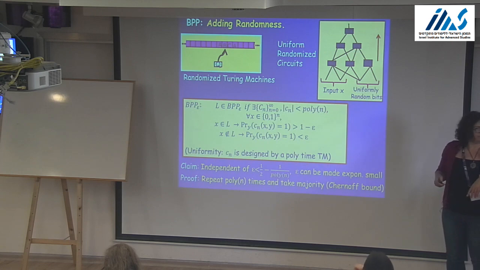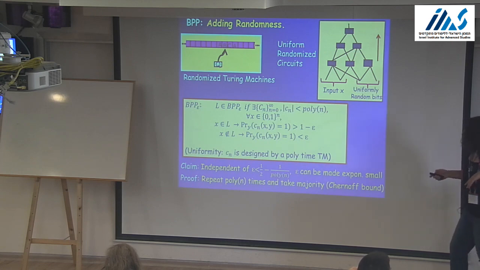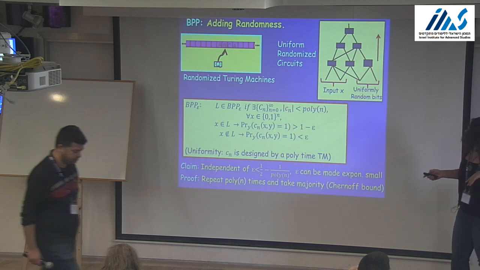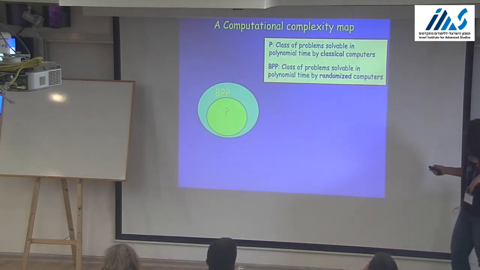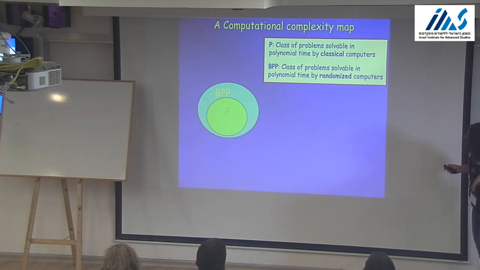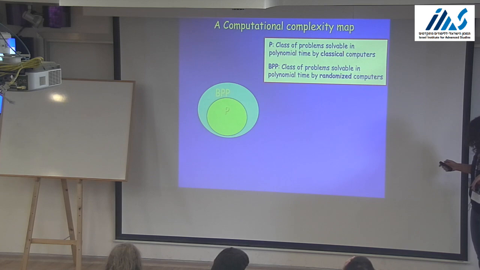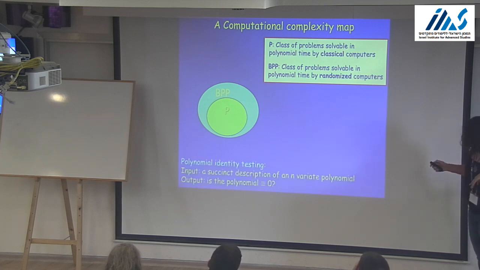Okay, good. So now we're ready to move on to the quantum world. Before that, let's just summarize it in a computational complexity map. We have here P. We have BPP, the class of problems solvable in polynomial time by randomized computers. And just to put things in context, we don't know whether BPP is different than P.